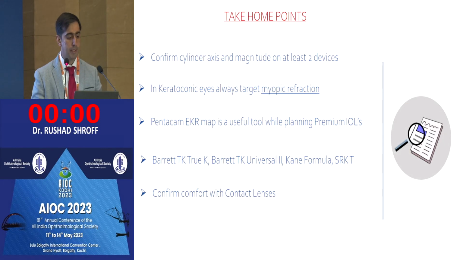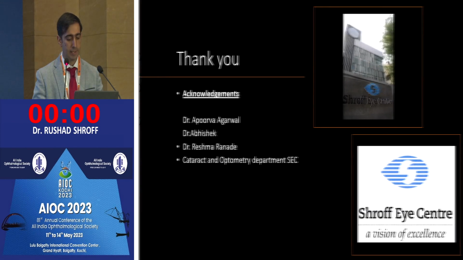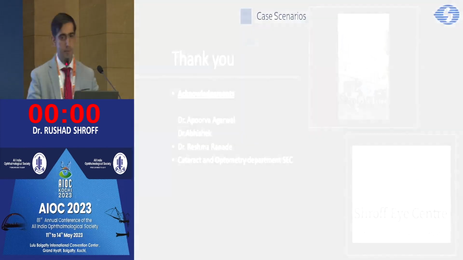So the take-home points are: it's important to confirm the cylinder axis and magnitude on at least 2 devices. In keratoconic eyes, we always target myopic refraction. The Pentacam EKR map is a useful tool while planning premium IOLs or toric IOLs in these patients. The Barrett TK True K, the Barrett TK Universal 2, Kane formula, and SRK/T are good for keratoconic eyes. And always, the most important history to take is the comfort with the contact lens for these patients, because that determines whether you'll put a toric IOL or not. Thank you, and these are my acknowledgements.